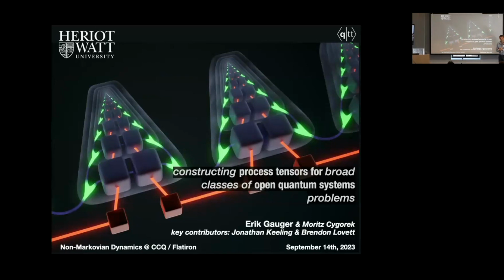So I will talk about specific physical systems, microscopic Hamiltonians, and what we can do using these process tensor techniques.